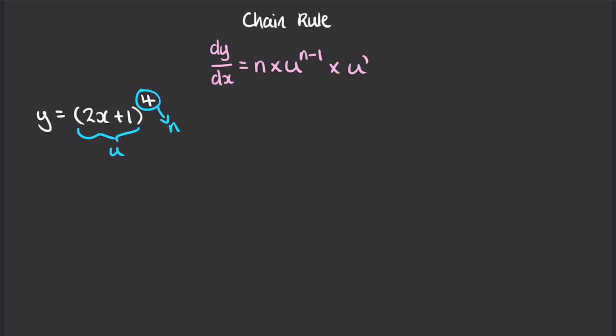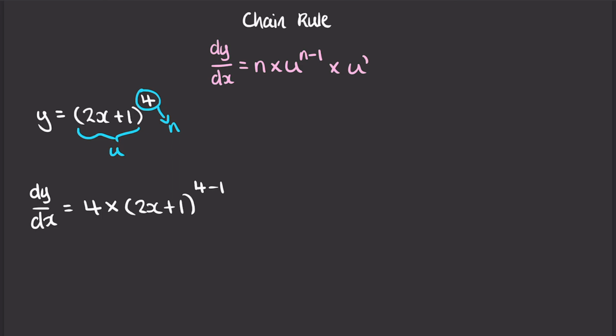So dy by dx would be following the general formula. It states n, and n in this scenario is 4, so it will be 4 multiplied by u to the power of n minus 1. So what this means is that u, which is what we've got here, 2x plus 1, will stay the same. But whatever the power was before in the original function, here it was 4, you subtract 1. So it'll be 4 minus 1, which is just 3.